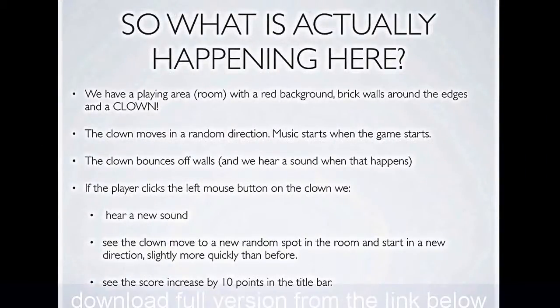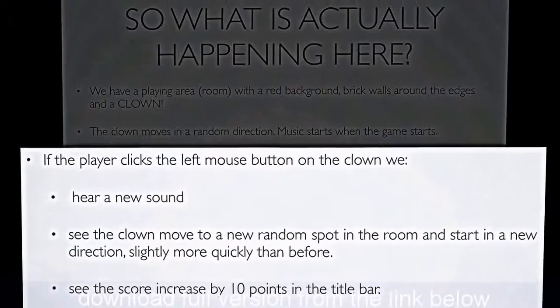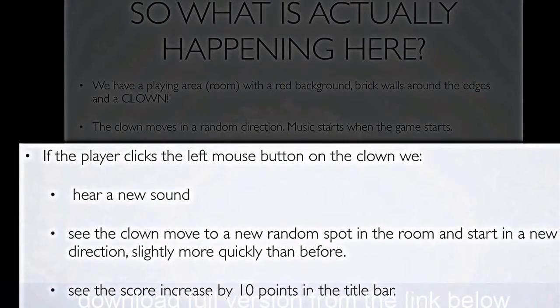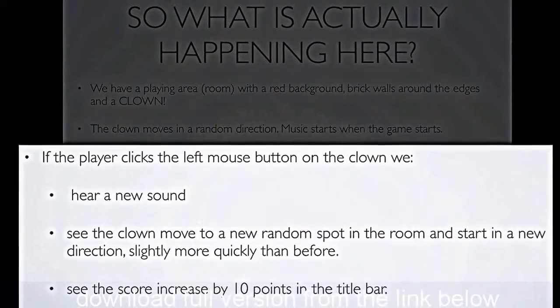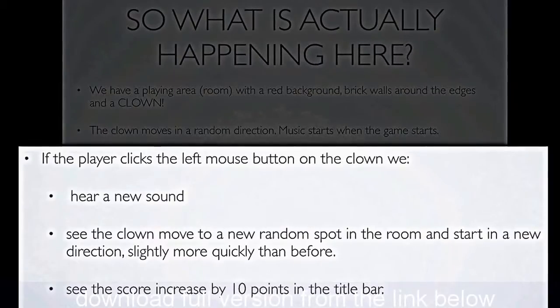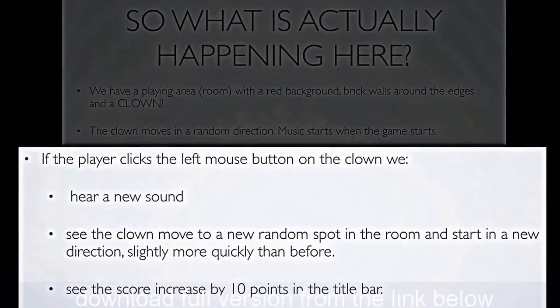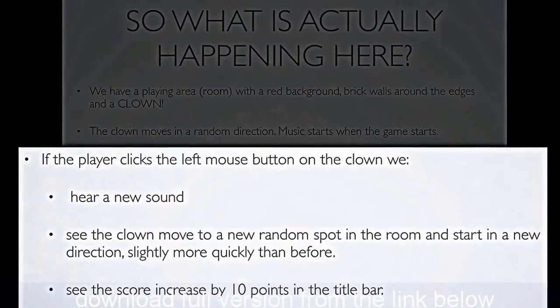But there's quite a lot goes on if we actually do click the button down on the mouse. We hear a different kind of sound. The clown instantly moves to a new random spot in the playing area and starts off in a new direction, slightly more quickly than before, because we need to make the game more and more challenging. In addition, every time you successfully hit that clown with the mouse and click on the clown, your score in the title bar goes up by 10 points.